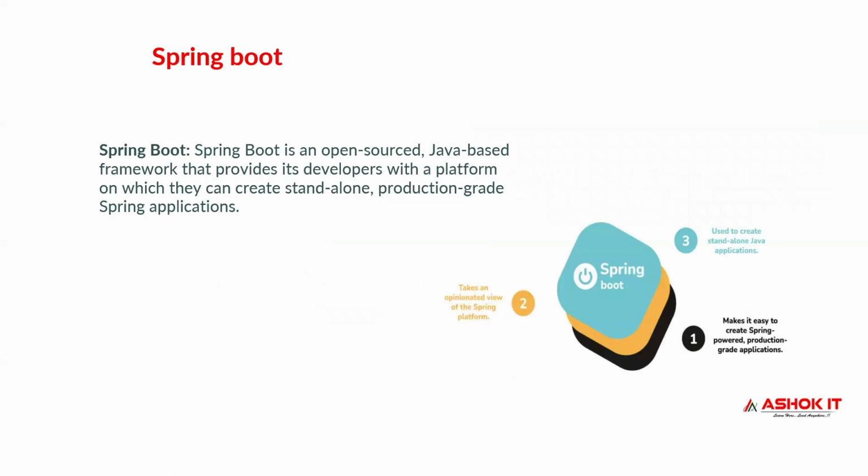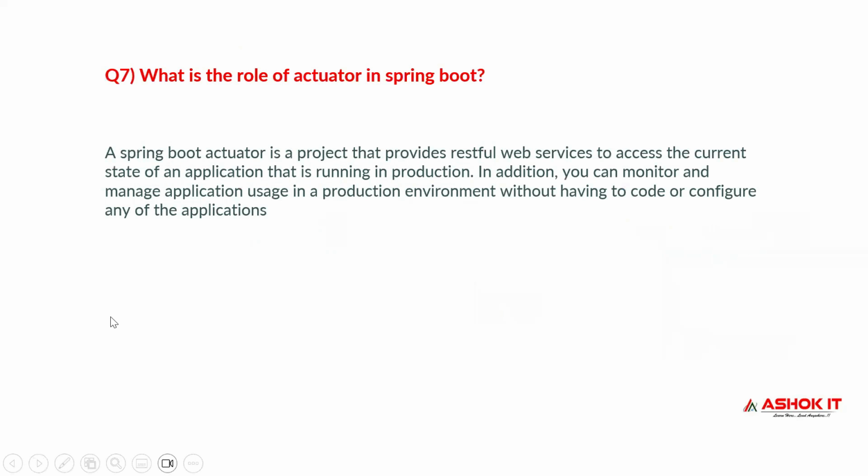So Spring Boot is an open source Java based framework that provides its developers with a platform on which they can create standalone production grade Spring applications. Now let's move to the next question. What is the role of the actuator in Spring Boot?